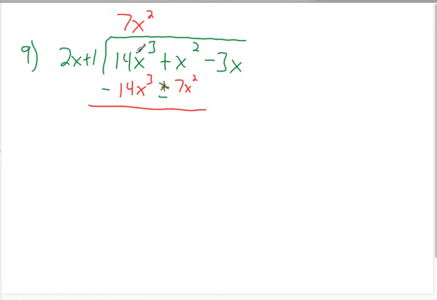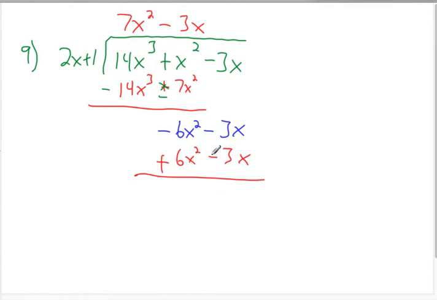I'm switching colors here. So positive 1 minus 7 is negative 6x squared. Bring down the minus 3x. 2x times negative 3x is going to equal negative 6x squared minus 3x. So again, when we subtract, it's going to be that, and we get 0. So our final answer is 7x squared minus 3x. Again, you can check that by multiplying that times this and seeing if you get that.